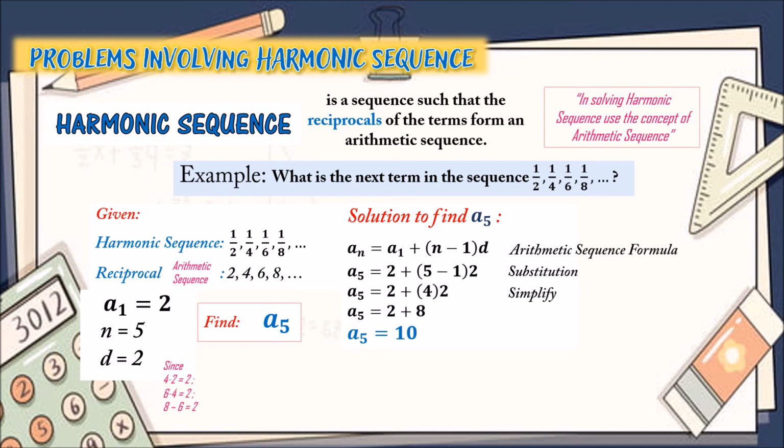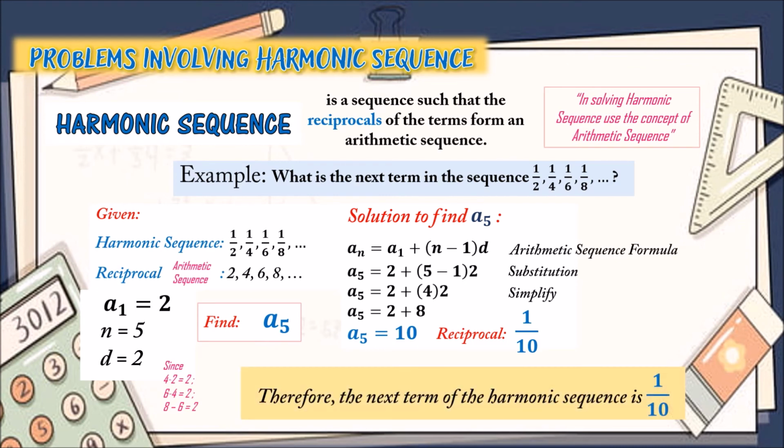Is it the final answer? If your answer is no, you're correct. Because we are looking for the reciprocal of a sub 5, which is 1/10. Therefore, the next term of the harmonic sequence is 1/10.